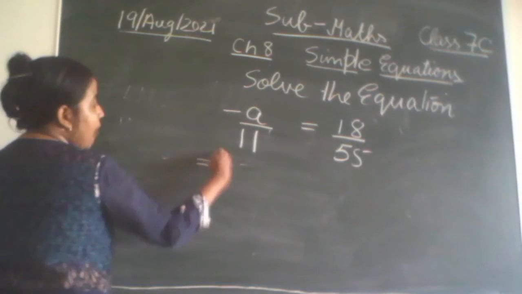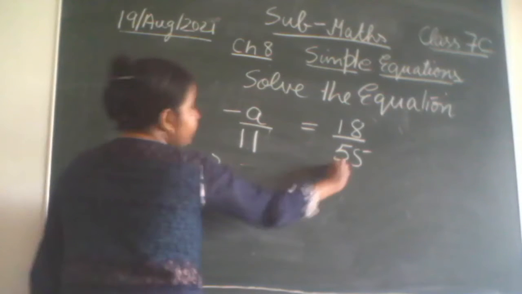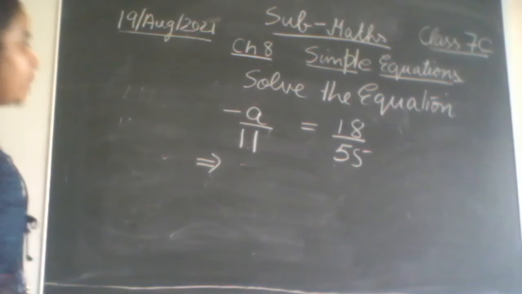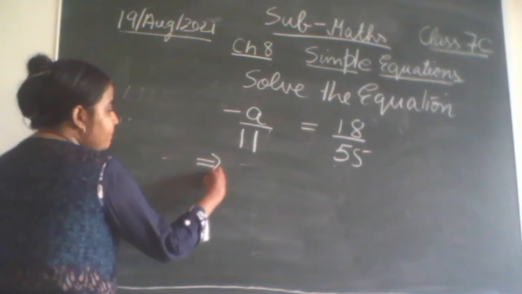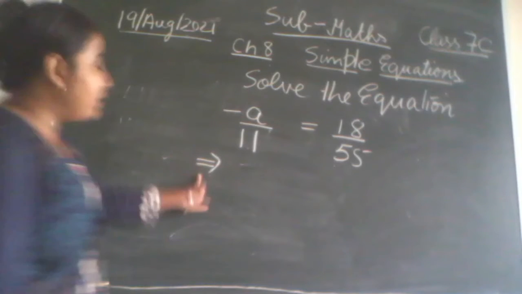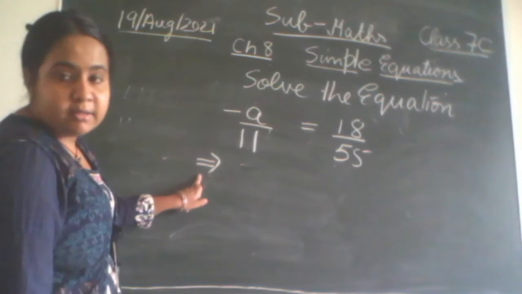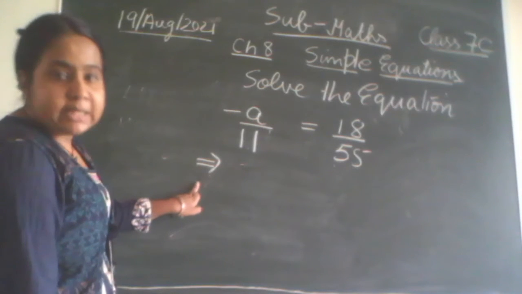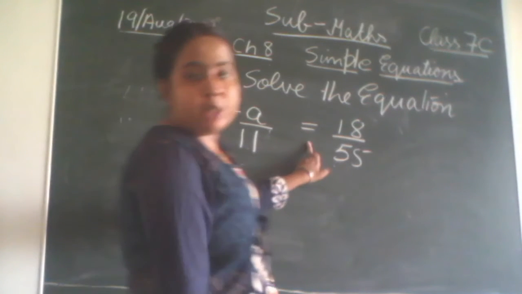Now, when LHS and RHS are written together, we put an implies that sign. What does implies that denote? It denotes the statement that follows; equal to denotes बराबर.